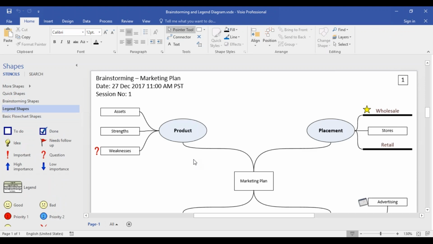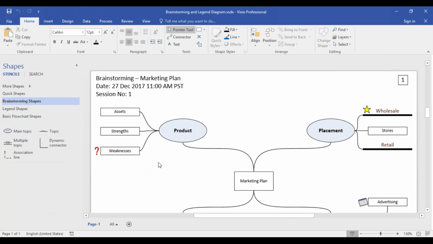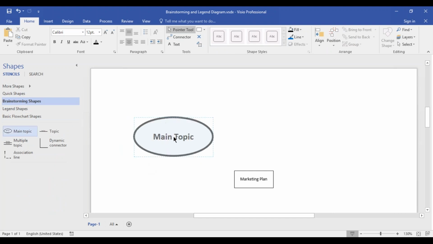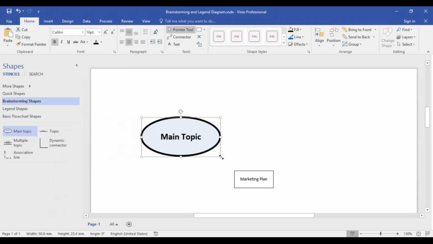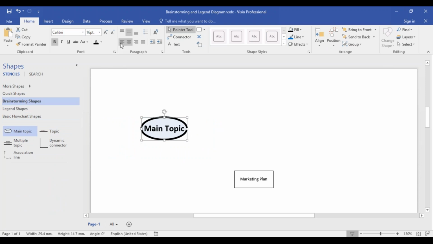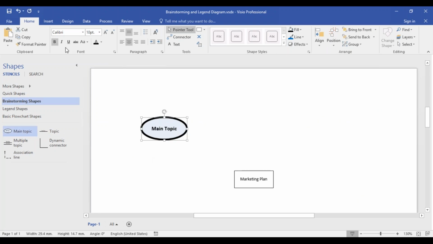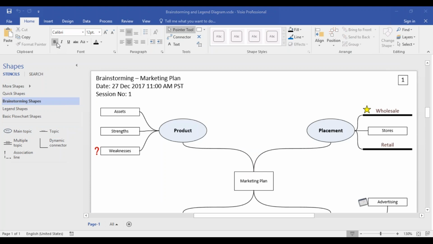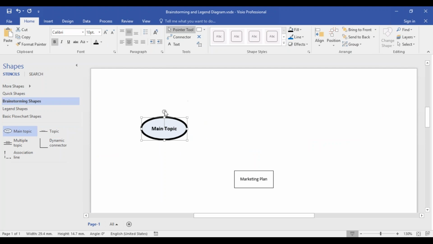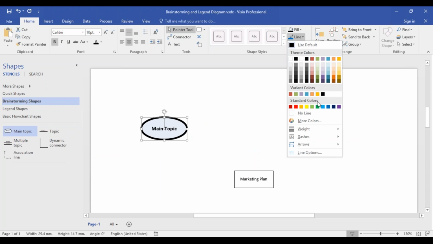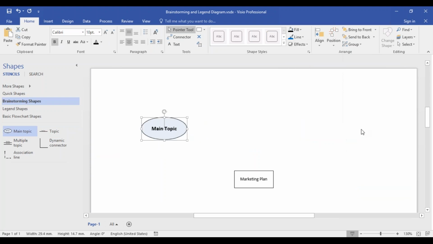Click on the brainstorming shapes and add the main topic. Main topic for discussion. When you drag this, it's going to be bigger, so you have to reduce the size of it. Reduce it to 10 or 12 points. It can be bold, but remove the border. You don't need this border. Set it to quarter point. Now it looks normal.